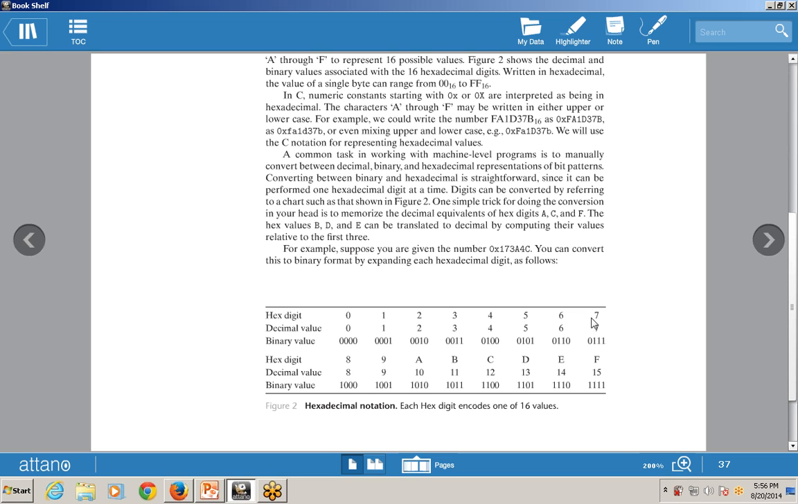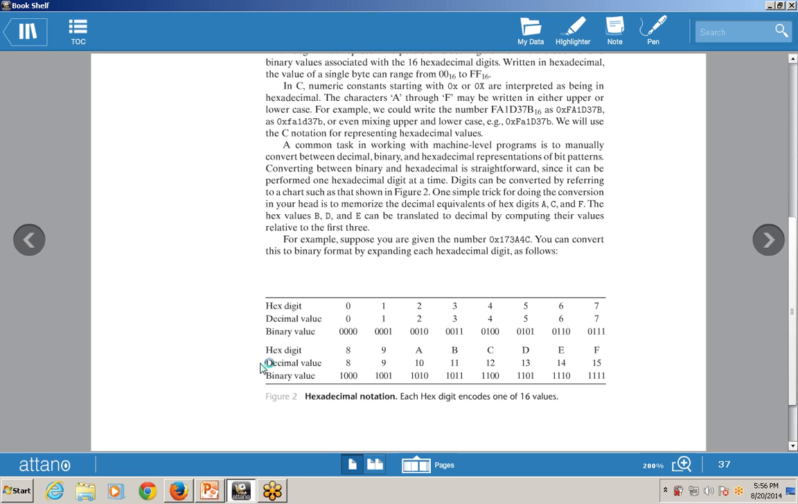Then the decimal number system after 7 is 8, 9, 10, 11, 12, 13, 14, 15. And the binary is also going up to 1111. This is how we can calculate from the hexadecimal number system into the decimal number system and binary number system.